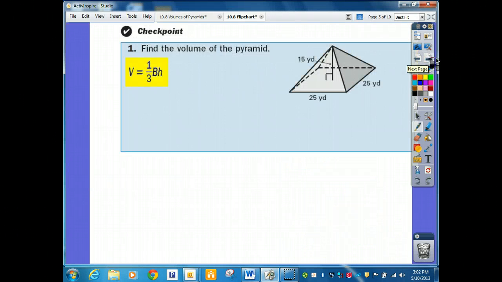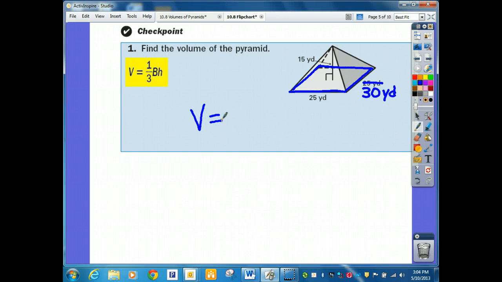Example 2. We just did a square pyramid and there's not one in here that's a rectangular pyramid, so let's turn this one into a rectangle, all right? So instead of this 25, let's make it, let's go 30. We'll make that a 30 yard, all right? So now we have a rectangular pyramid. What formula do we have for that?